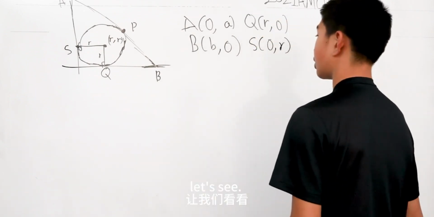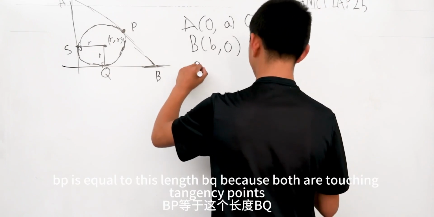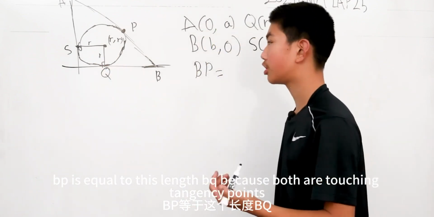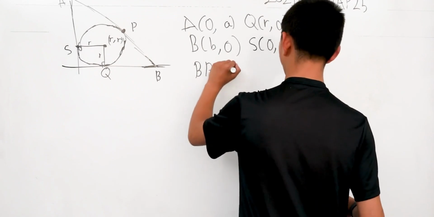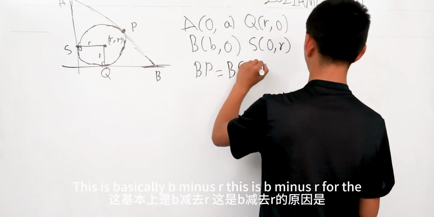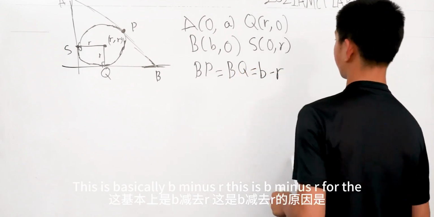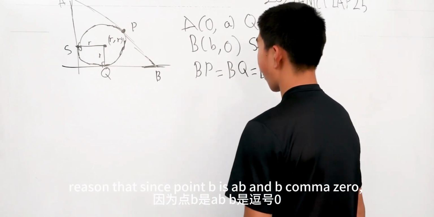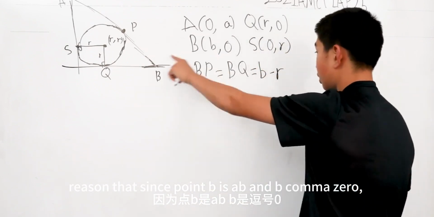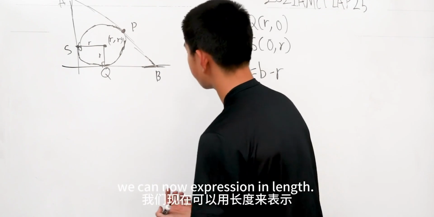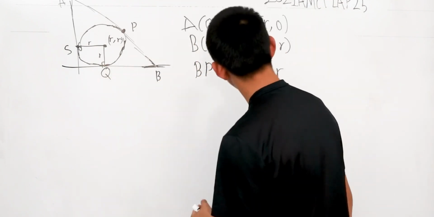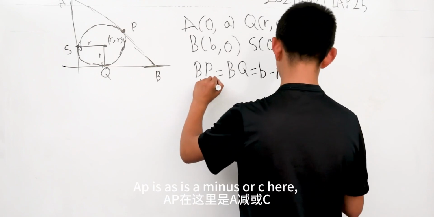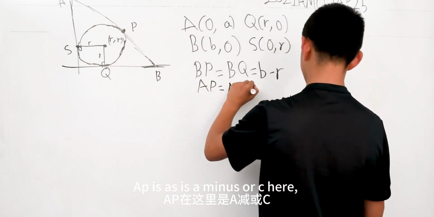Now, we know that the length BP is equal to BQ, because both are tangency points at the circle. And this is basically b minus r, since point B is at (b, 0) and the coordinate of Q is r, so this becomes b minus r. Same thing, AP equals AS, which is a minus r.